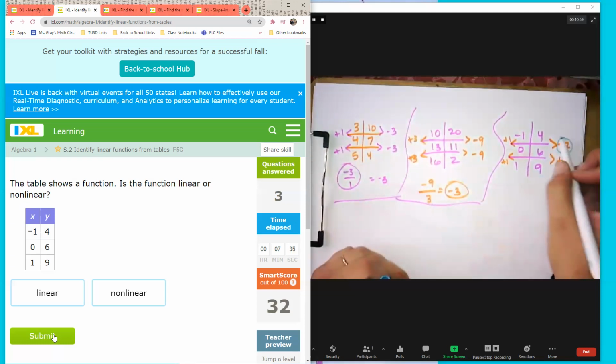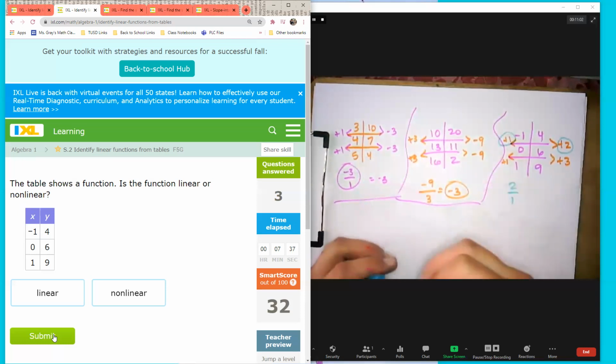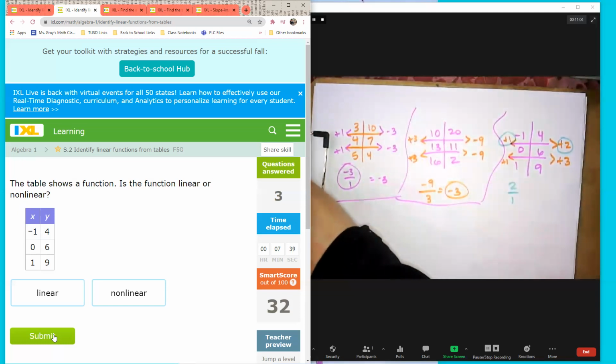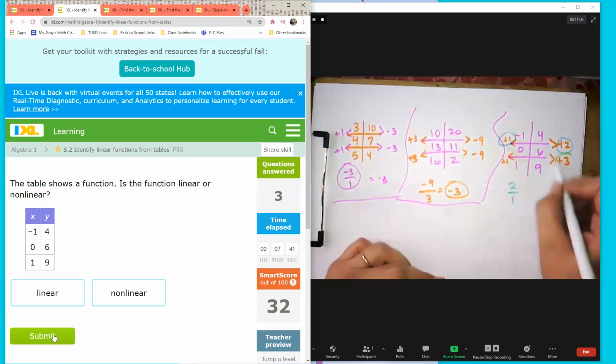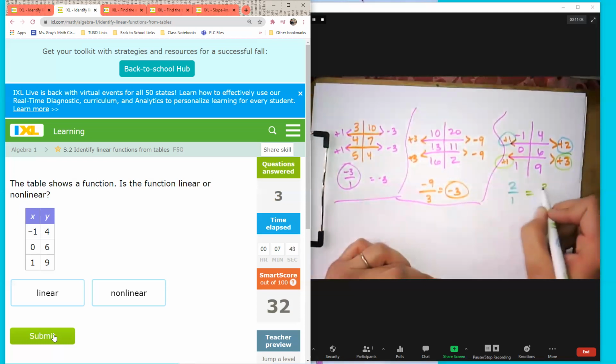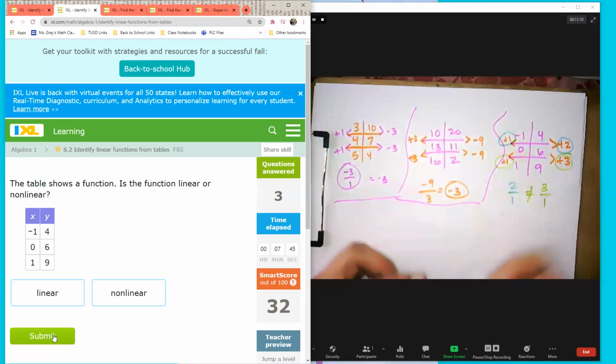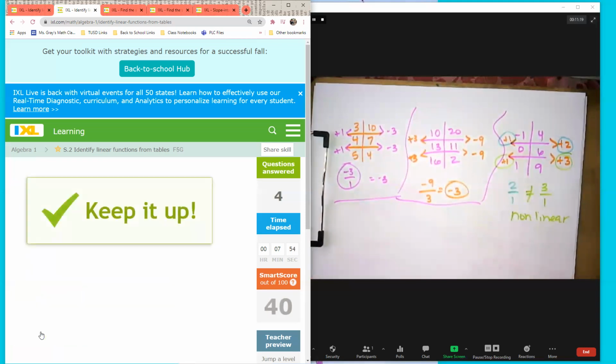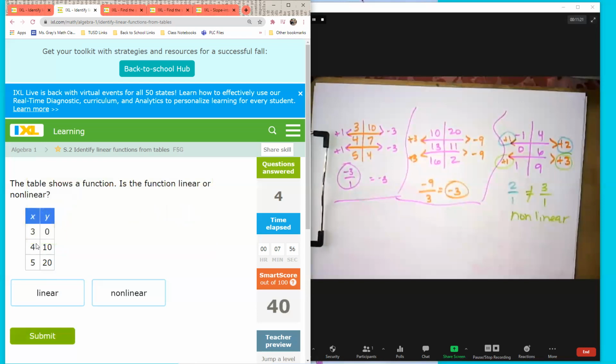so as you can see, 2 over 1 for my first comparison. But then for my second comparison, I have 3 over 1, which is not true. So this is non-linear. And you could graph these to see that this would create something that was a non-line shape. So I can kind of check these.